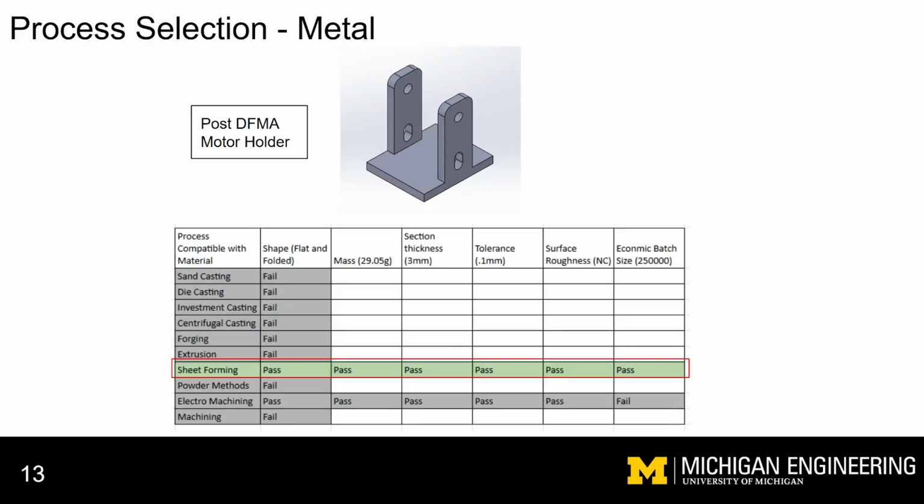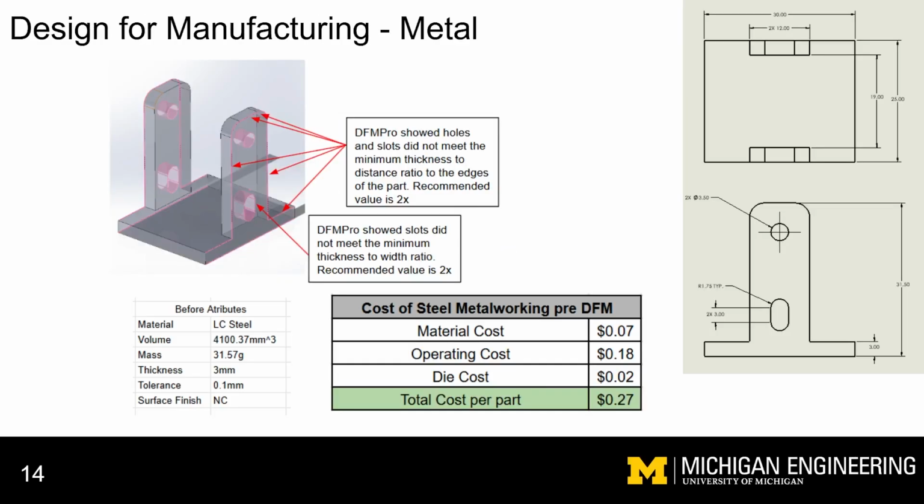The other component we are looking to improve is the motor holder. First, we have to select the process capable of making the part. As you can see in the chart, only sheet forming was a viable option for making this component. Once the process was selected, we moved on to the design for manufacturing. We analyzed the part using DfM Pro.